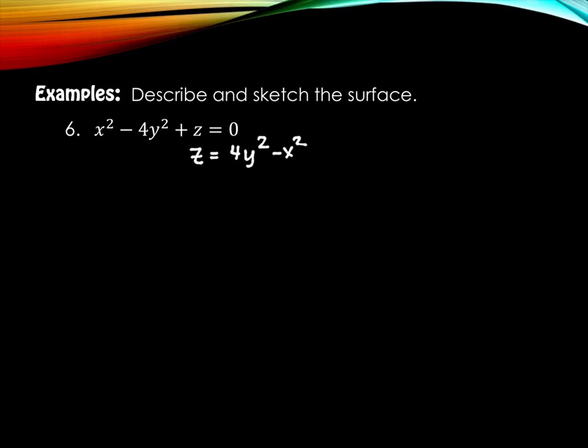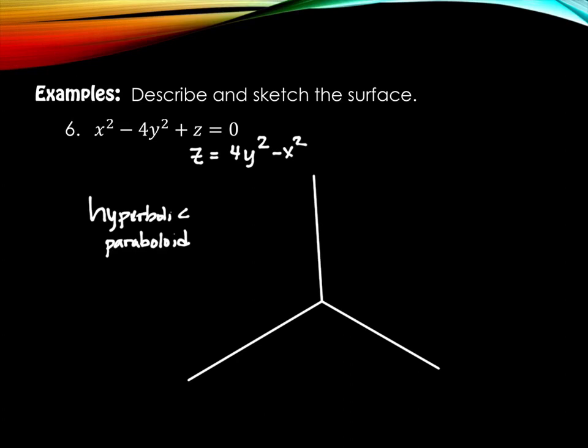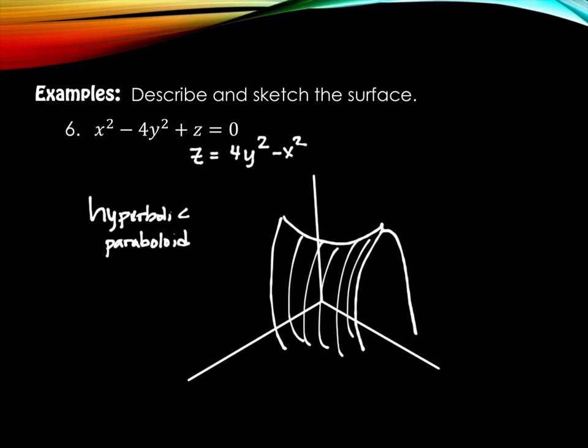Oh, so let me write down what you just told me it was. It's a hyperbolic paraboloid. And here's my axis. Okay, I have a really difficult time drawing this one, so let's see how well I can do today. It's looking really good, at least for me.